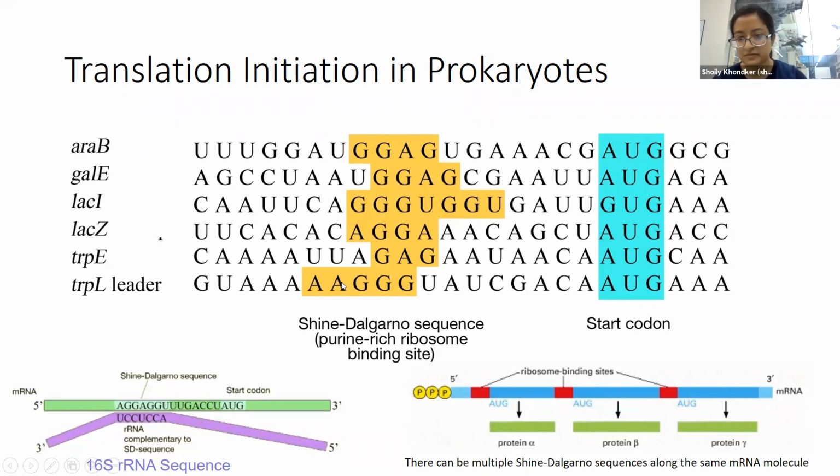the consensus sequence for both of them, they are involved in binding between the mRNA and the ribosome, whereas the start codon is where the tRNA kind of gets involved and initiates the process of translation. So this is more about just getting the mRNA molecule into the ribosome, and this is like the actual start of translation.